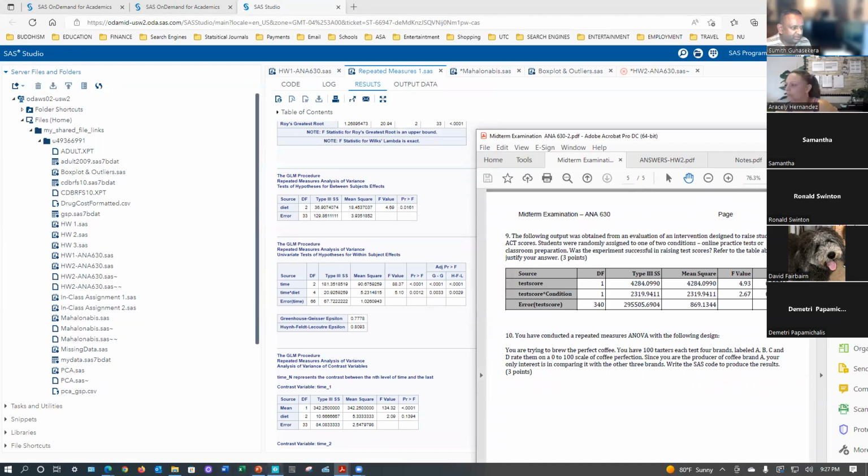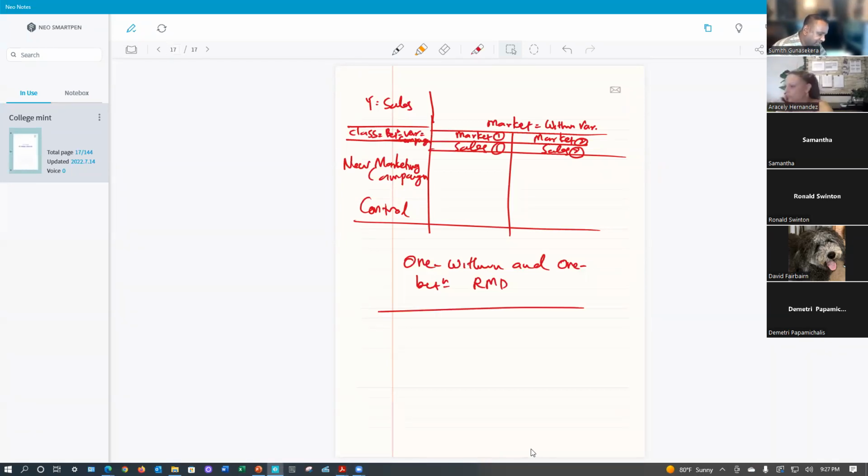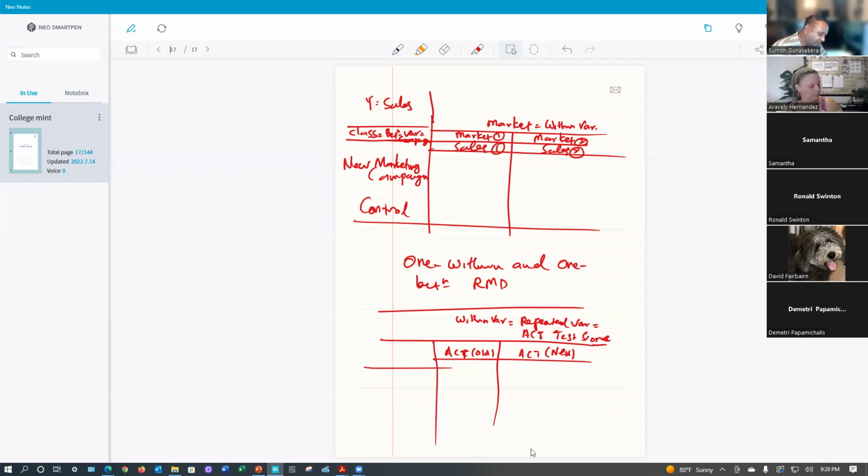If you're going to draw this one, I'm going to set it into this one. Again, then we can say that within variable would be what? Sometimes they call it the repeated variable. The repeated one would be test score. Exactly, ACT test score, or they simply call it the test score. And then how many levels do you have? ACT previous or old method, or ACT new results. And then your control or between variable or class would be nothing but condition.